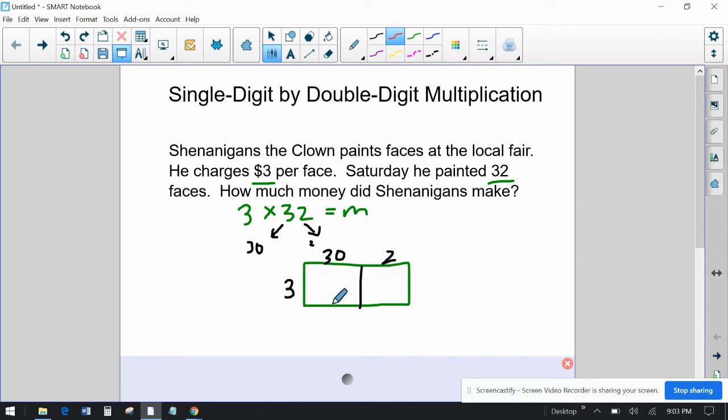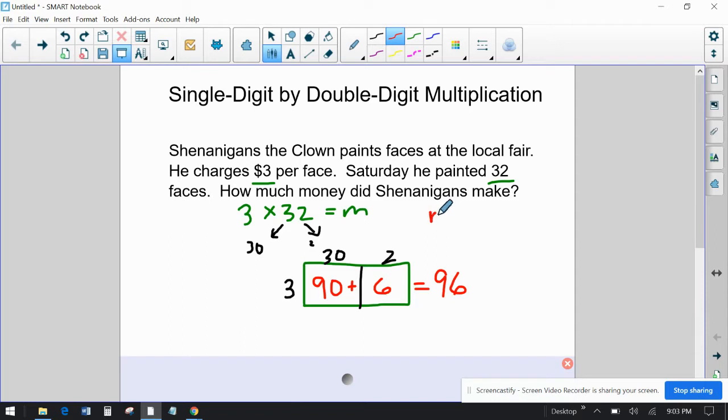So 3 times 30 in the first row, well, 3 times 3 is 9, because 30 is really a 3 times a 10. So 3 times 3 is 9, times 10 is 90. So we get a 90 in the first box. That's the product of 3 times 30. And then we have 3 times 2 is 6. So if we add up 90 plus 6, the sum is 96.